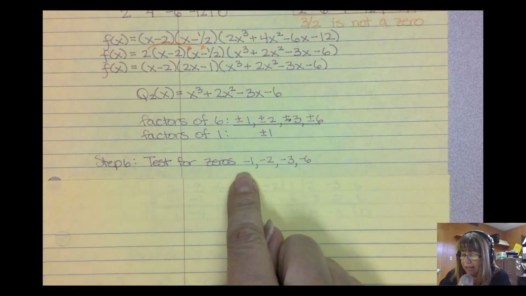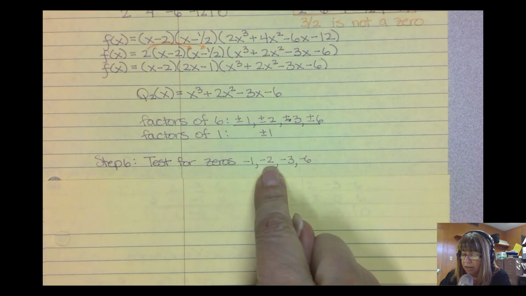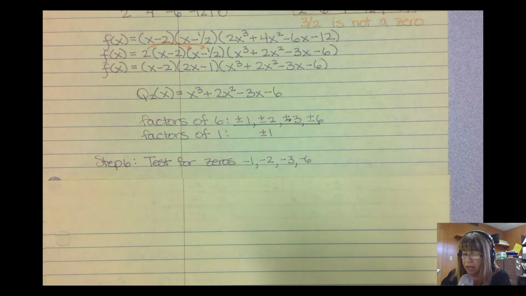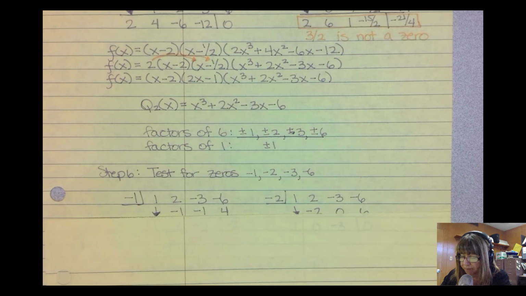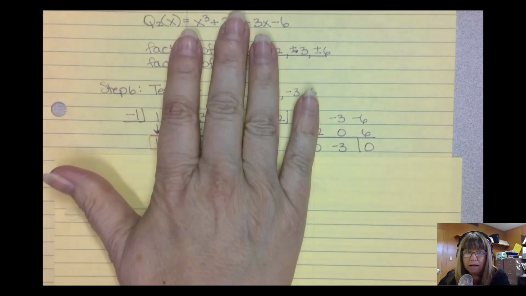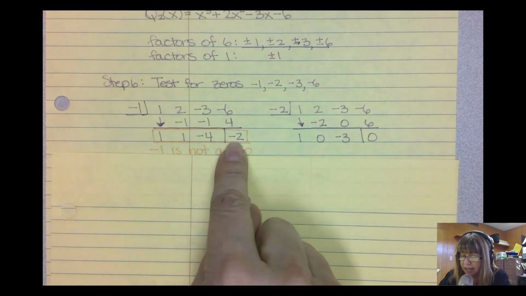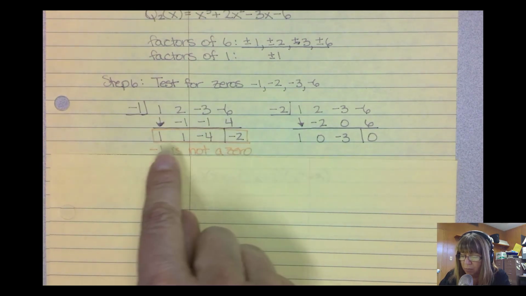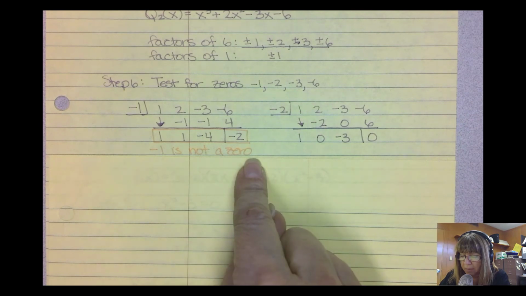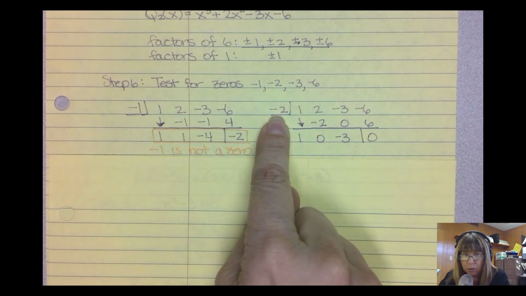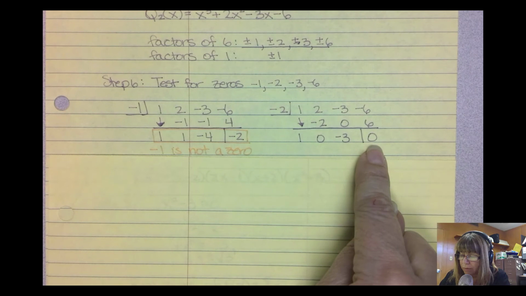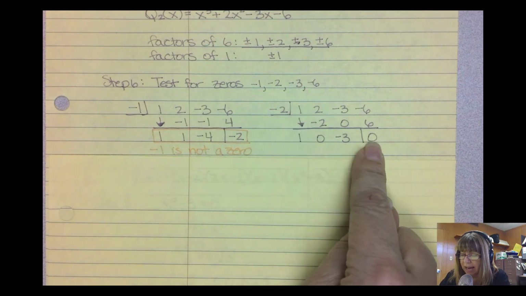So I'm going to test negative 1, negative 2, negative 3, negative 6 using my synthetic division. And it turns out negative 1, doing synthetic division, I get negative 2 as my remainder, therefore negative 1 is not a 0. But when I test negative 2, I get a 0, and therefore that is a 0 of our original function. Since it is a 0 of our depressed function, it is also a 0 of our original function.